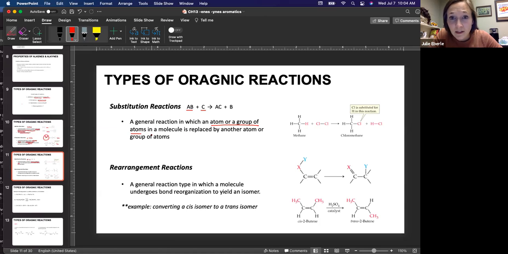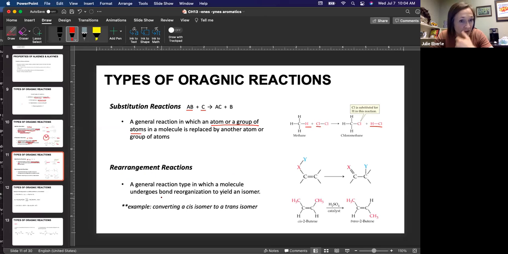It could be a group of atoms that's being replaced, not just a single hydrogen or a single halogen or something like that. Here, this single hydrogen is being replaced by a single chlorine. It's like they're swapping, okay? So you get chloromethane in the end and hydrochloric acid. Everybody see what's happening there? The chlorine is substituted for the hydrogen in this reaction. But it could be like a whole methyl group is replaced, not just a single hydrogen.